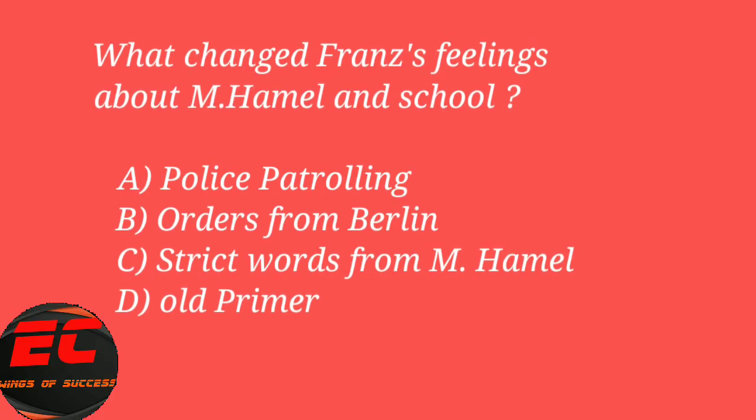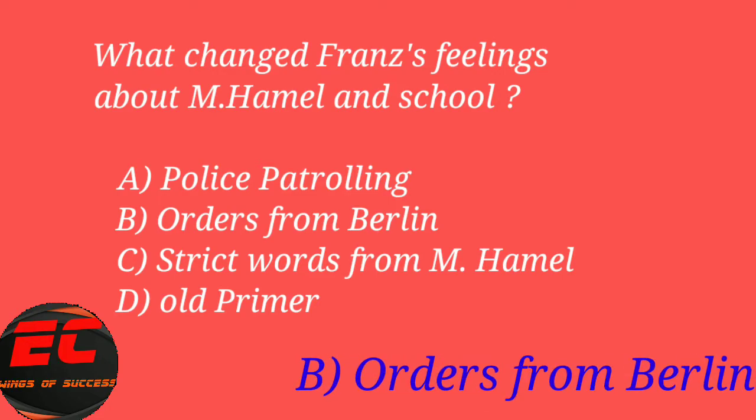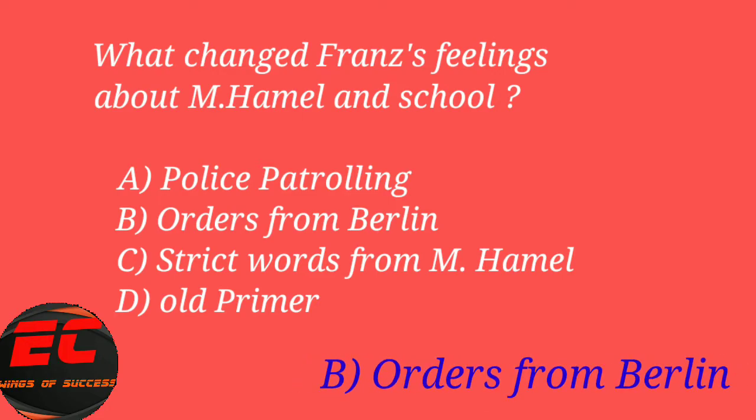Next, what changed Franz's feelings about M. Hamel and school? Option A, police patrolling. B, orders from Berlin. C, strict words from M. Hamel. D, old primer. So the correct answer is option B, orders from Berlin.